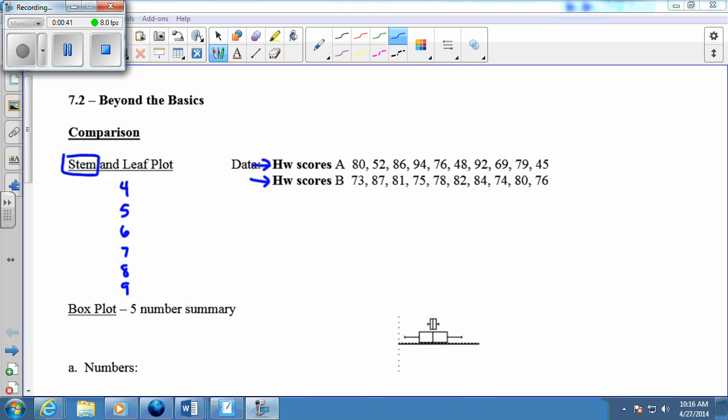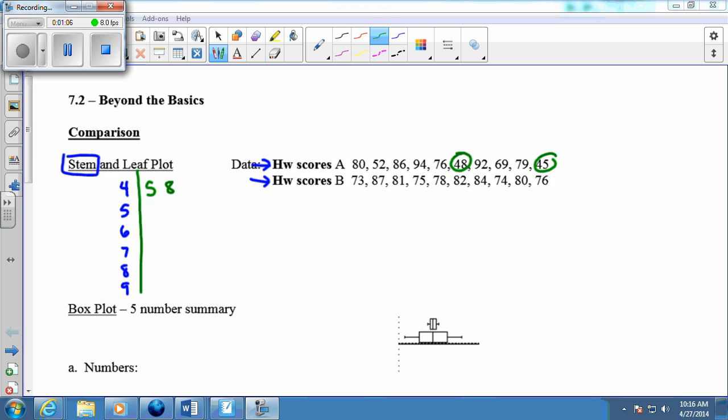We'll do homework scores for A on the right-hand side. If we take A, I can see that we have a 45 and we have a 48. So the 4 is the stem, the 5 and the 8 are what we call the leaf. After the 4, we order them. There's the 5 and there's the 8. So when we see those numbers there, I see 45 and 48.